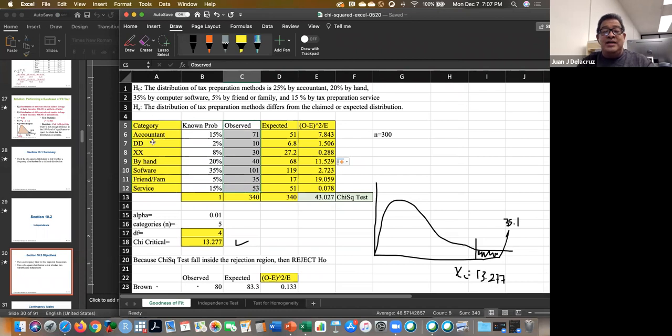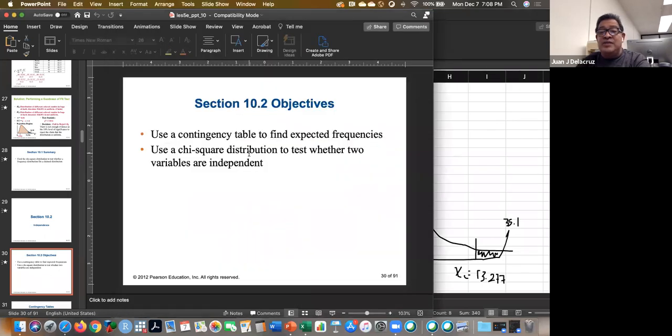And we have only, let's say, a one-dimension table. But what happens if I can stratify these in different categories? For example, well, you will see. So in this case, we are going to use what is called contingency tables to find the expected frequencies. And we are going to use the chi-square distribution to test whether the two variables are independent.